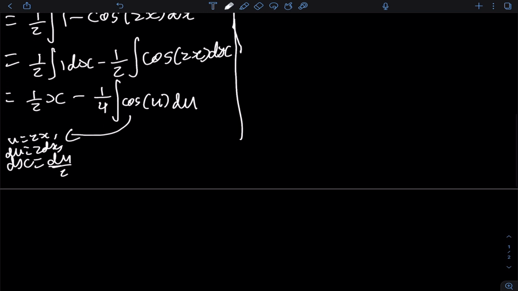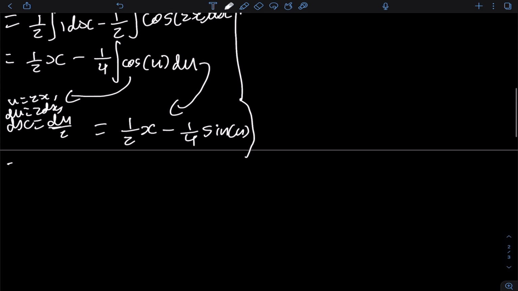So taking this entire thing, we'll see that this is equal to now 1/2 of x. We still have minus, now we have 1/4 of sine of u. However, what is u? u is 2x. So what we see here is that we finally get 1/2. So let's just write the entire thing.